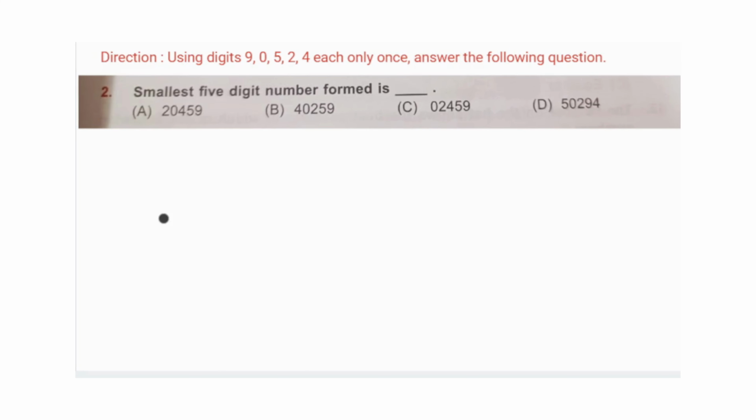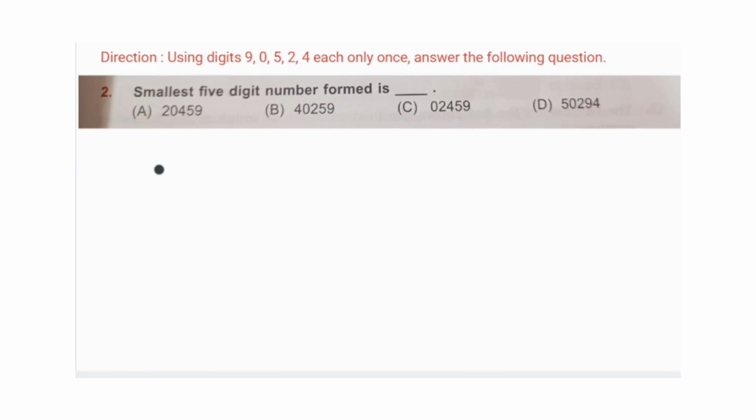Let's look at question 2 of number sense. For this question, they have given a direction which reads: using digits 9, 0, 5, 2, 4 each only once, answer the following question. Smallest 5-digit number formed is. Here are our options. So let's analyze the direction. Since it's the smallest number that we need to find, we need to write down the numbers 9, 0, 5, 2, 4 in ascending order.